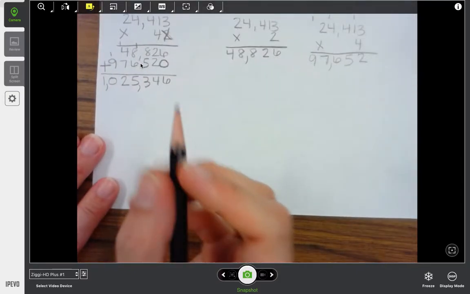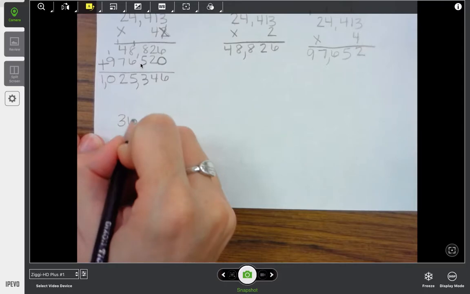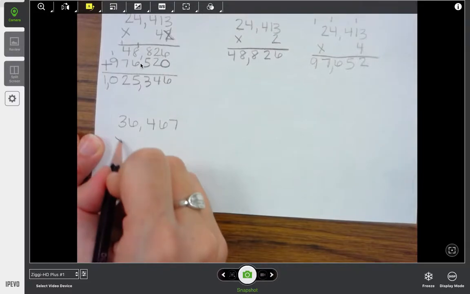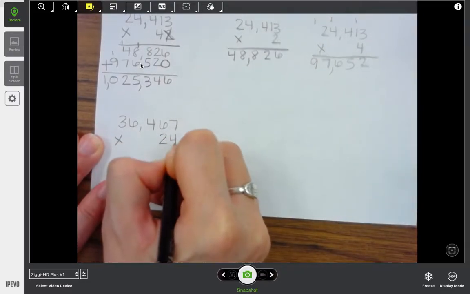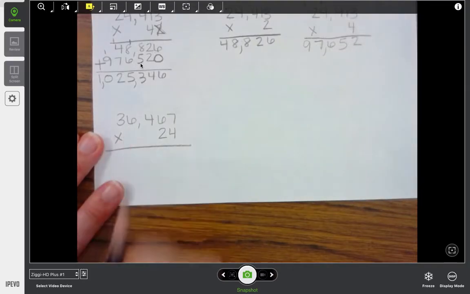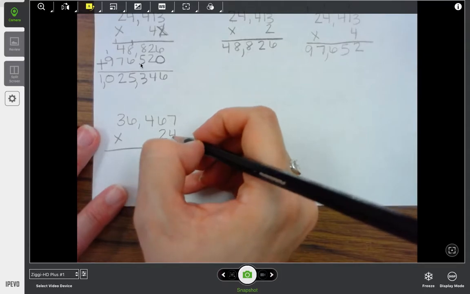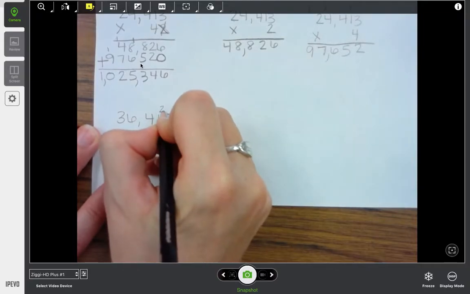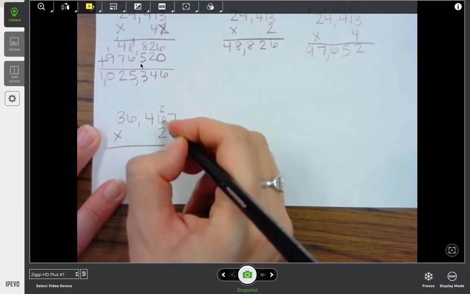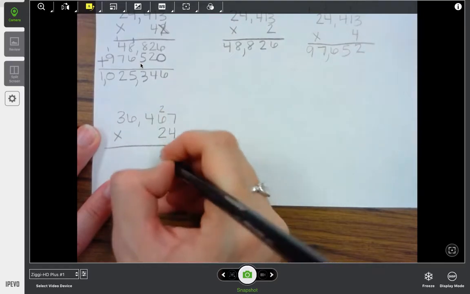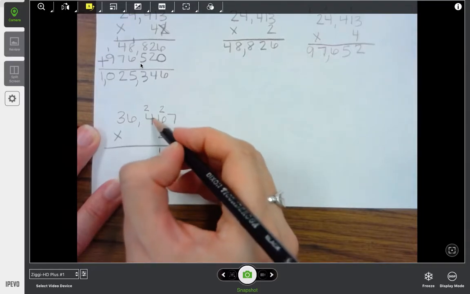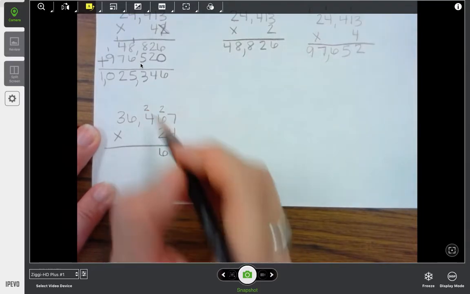So let's take the number 36,467 and let's multiply it by 24, okay? I'm going to do it this way, using the standard algorithm. So 4 times 7 is 28. I carry my 2. 4 times 6 is 24, plus 2 is 26. I put my 6. I carry my 2. 4 times 4 is 16, plus 2 is 18.